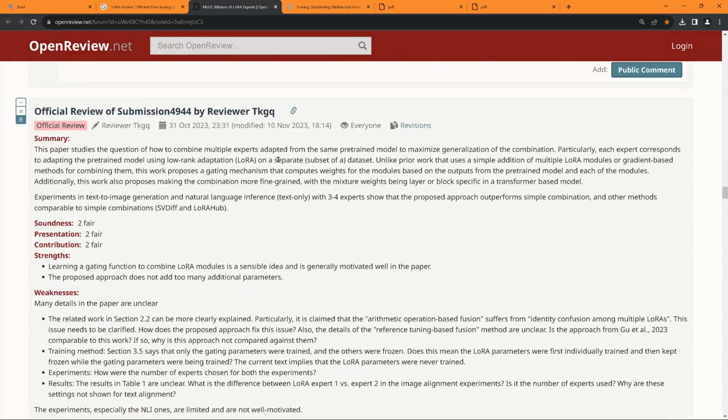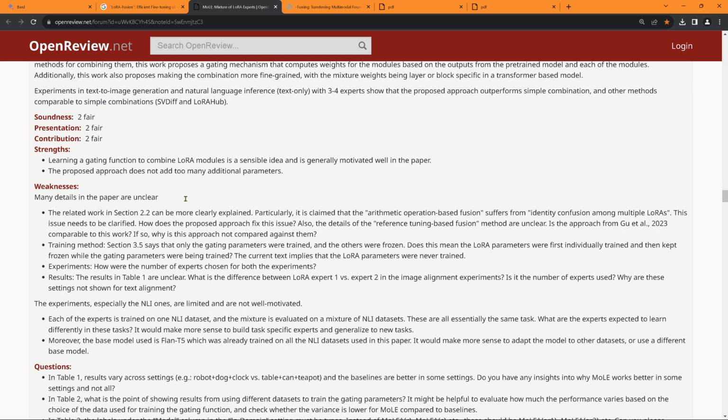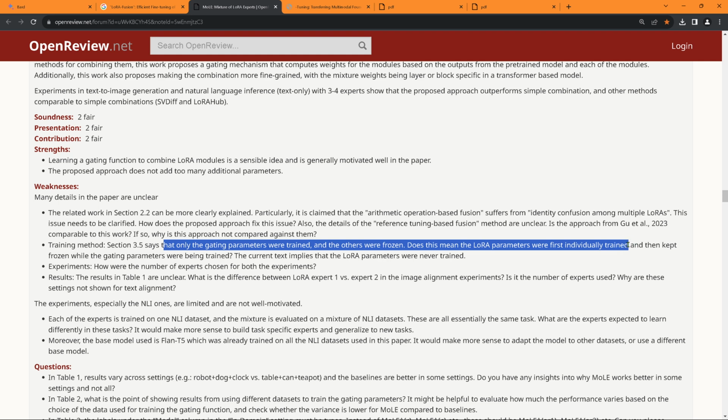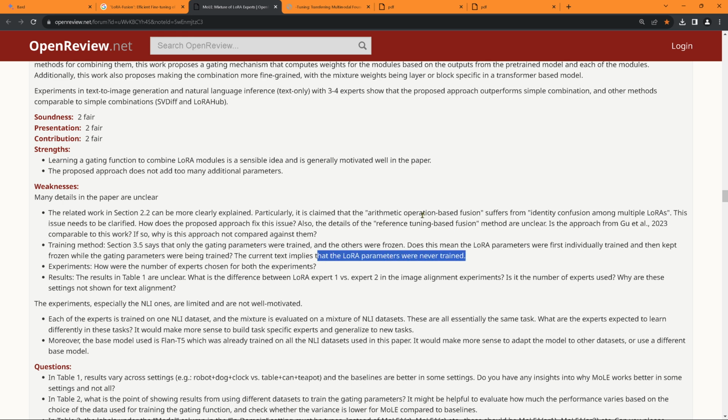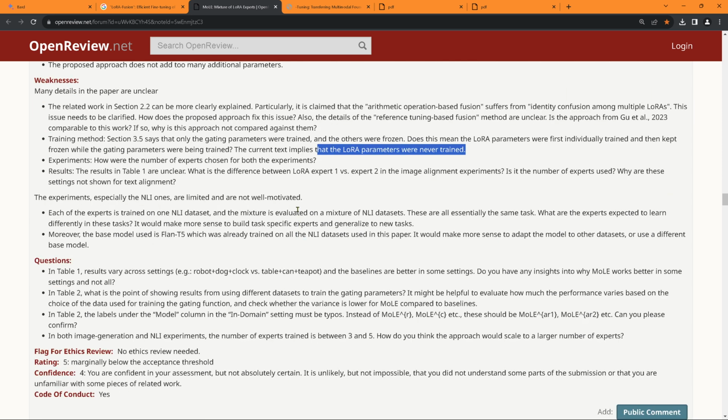And you always see then with openreview.net, really nice, soundness, presentation, strengths, weaknesses. For example, this reviewer said, hey, many details in the paper are unclear to this particular person, and can be more clearly explained. Only the gating parameters were trained and the others were frozen. Does this mean the LoRA parameters were first individually trained and then kept frozen while the gating parameters were being trained? The current text implies that the LoRA parameters were never trained. So really an in-depth question, and now I'm gonna tell you a secret.